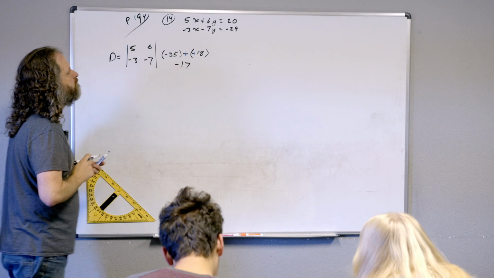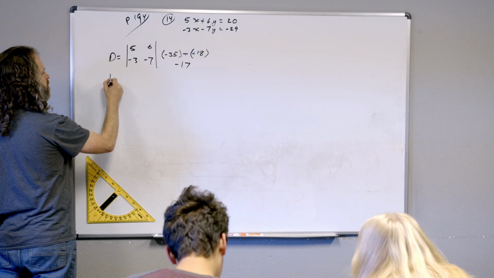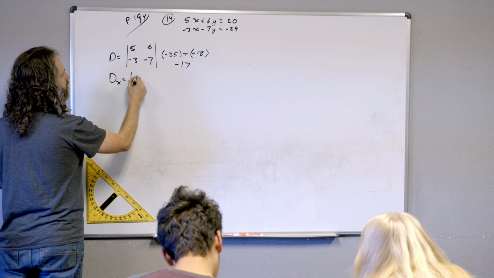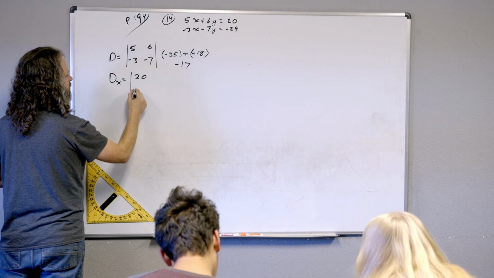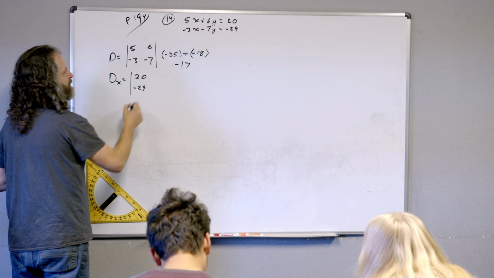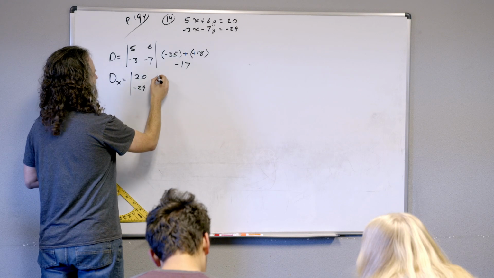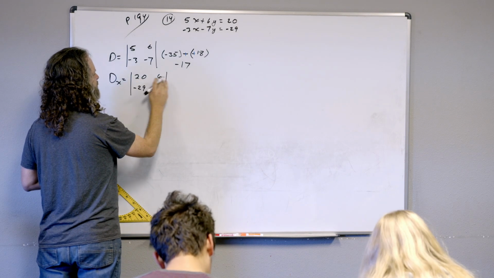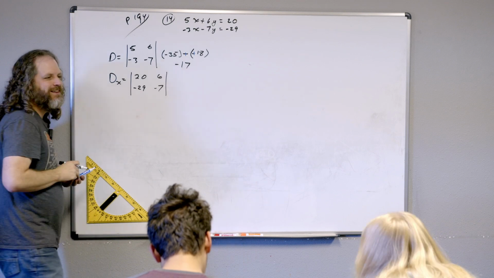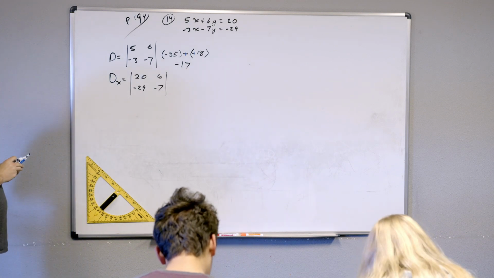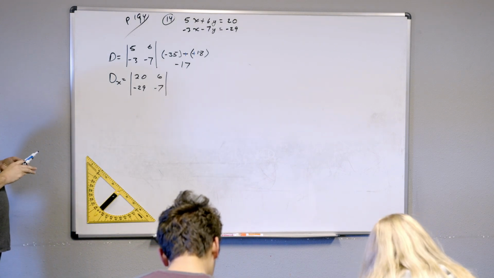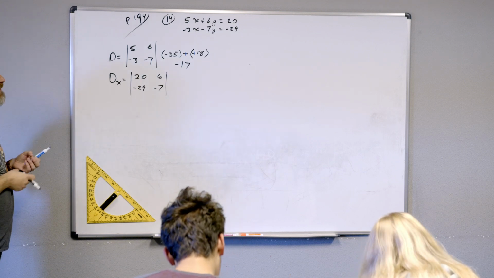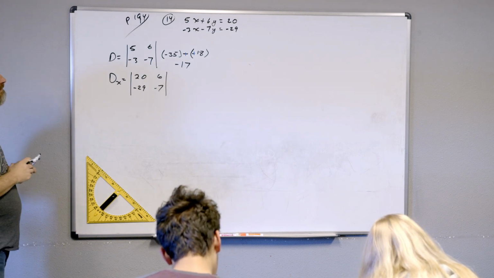Now what do we do? You solve for Dx. So you do 20, negative 29, 6, and negative 7. You kind of said it in the wrong order, but you said it in the order that I would have said it. We replace the X column. It matters. It has to be this way, right? So now what do we do?